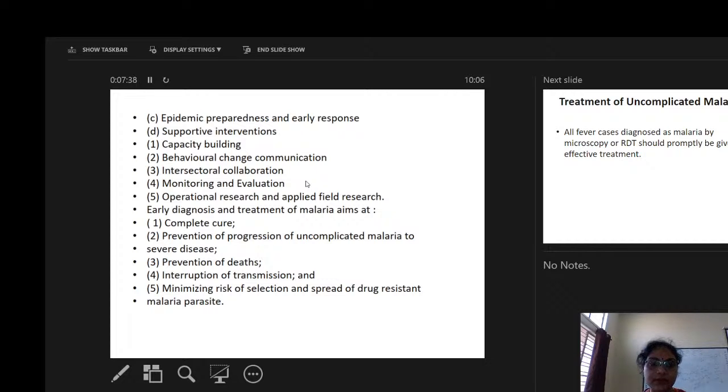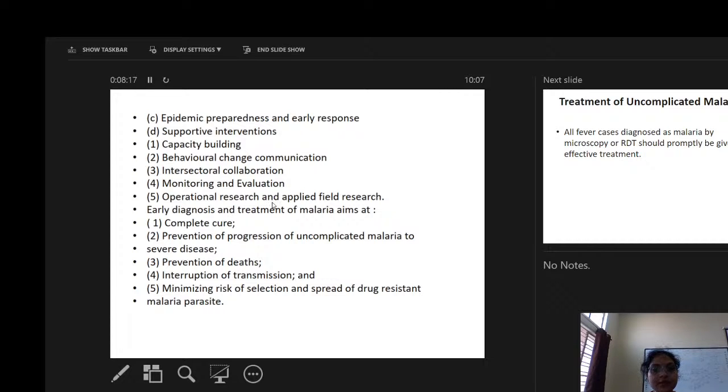Next, monitoring and evaluation. Yes, monitoring and evaluation is very important in any kind of preparedness or any program management. Here you will monitor how the cases are going, in a proper way, to understand the caseload or the severity of the disease in a community, or the side effects of the drugs. All that comes under monitoring and evaluation.